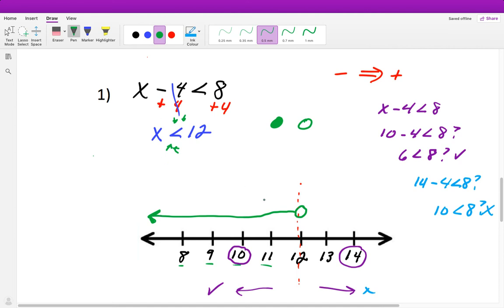All right, and now this is our solution. And remember, one of the things I told you, if our variable is on the left-hand side, which is it? Yes.